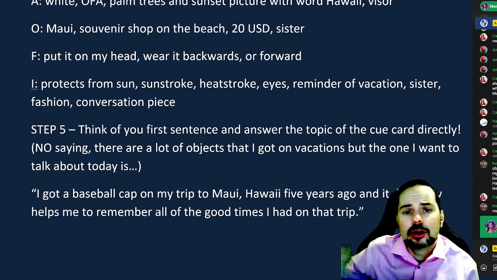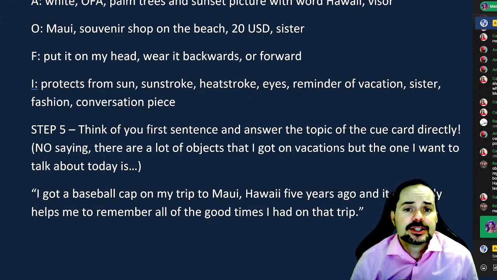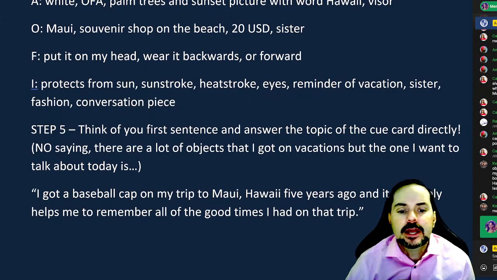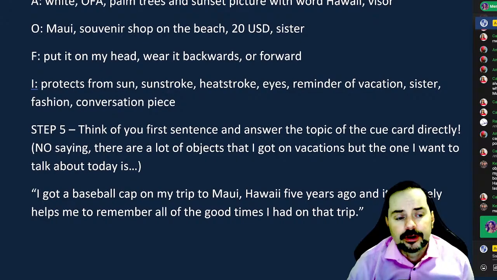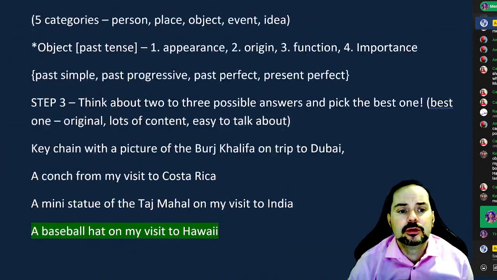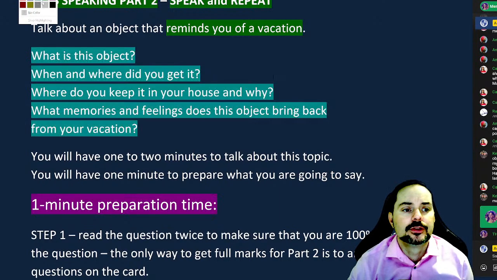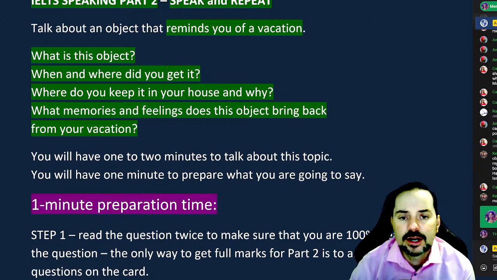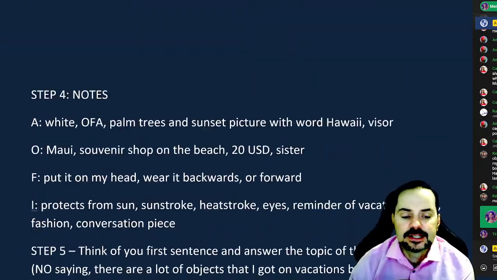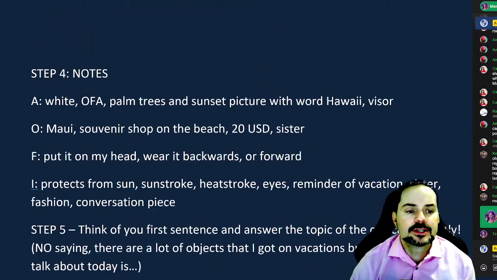So once I have all of this, the examiner will say, okay, your 1 minute preparation time is up. Please begin speaking. And then when you start speaking, you're basically just putting together in order: appearance, origin, function, importance. And then you look at the cue card and make sure that you're answering all of these questions on the cue card and not missing any of those questions. And you want to do that in the first 90 seconds, okay? So using our notes here, students, give me some sentences.